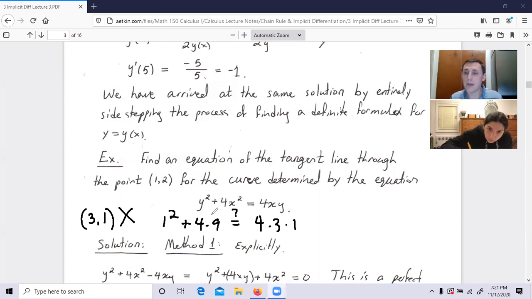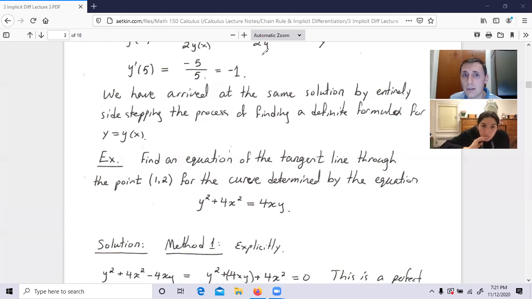Do you understand? Without seeing the curve, I see which points are on the curve and which are not on the curve. And now the point 1, 2, as you can verify, is on the curve. And I'm asking you to find the equation of the tangent line at this point.